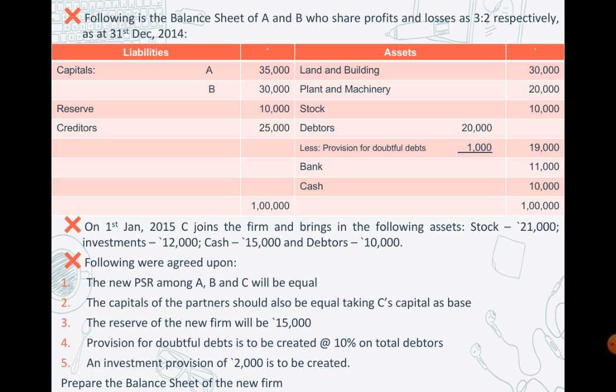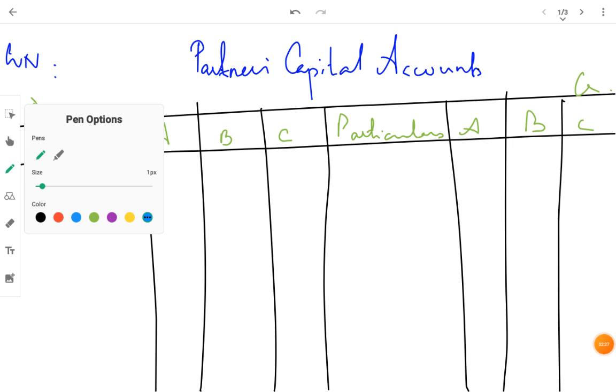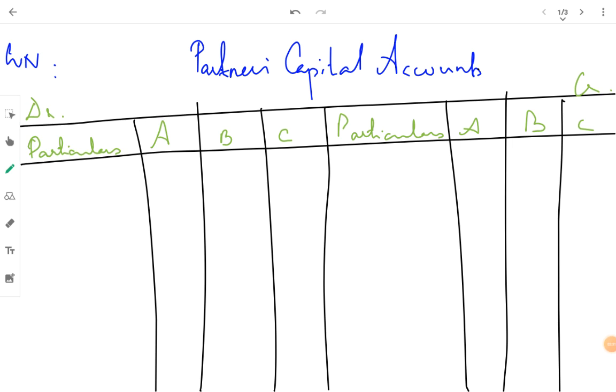So let's start by preparing a few working notes before we move on finally to the calculation of the balance sheet. Right, so I have prepared my first working note. My working note is going to be my partner's capital account. And I've already prepared the tabular format for this, my particulars, and then debit, credit, and the names of my three partners. So I'm not preparing the revaluation account for this question. So let's start with the working note.